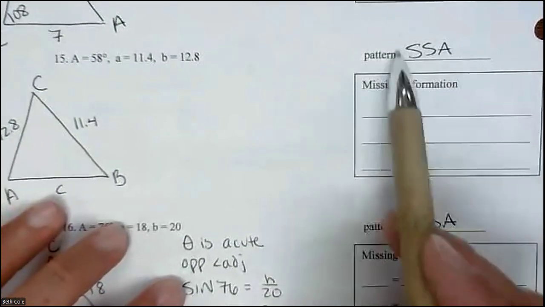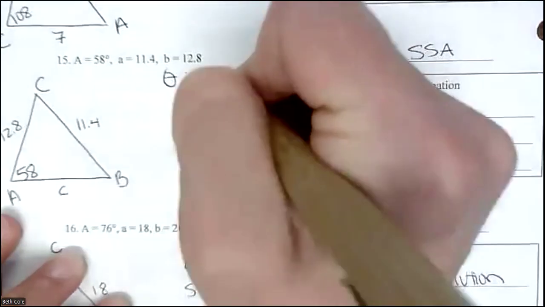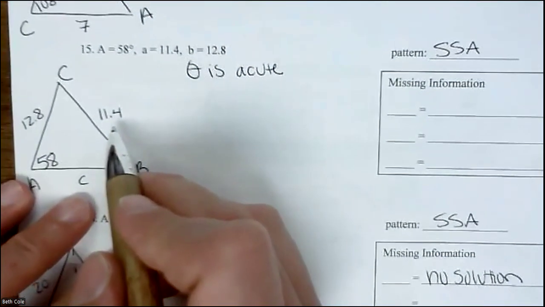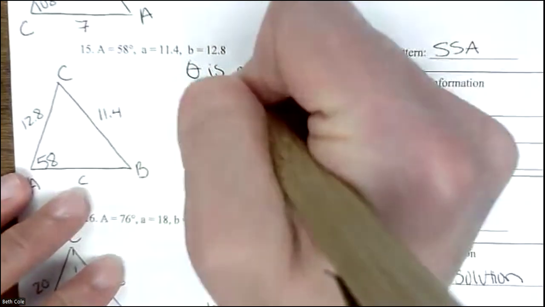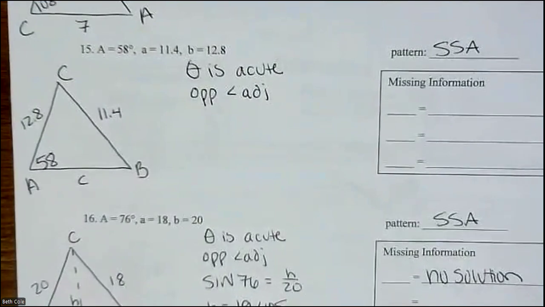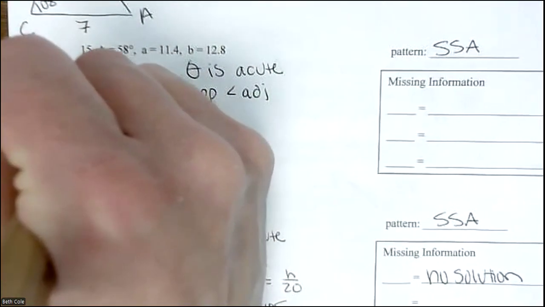So this again means your analysis. So you're going to say theta is acute. Oh, I forgot to put my 58 in there. Acute. The opposite is 11. I know 0.4, but 11. The adjacent is 12. So the opposite is less than the adjacent. So if it was obtuse, you'd be done and you would just say no solution. But for acute, that's where you drop down the height.